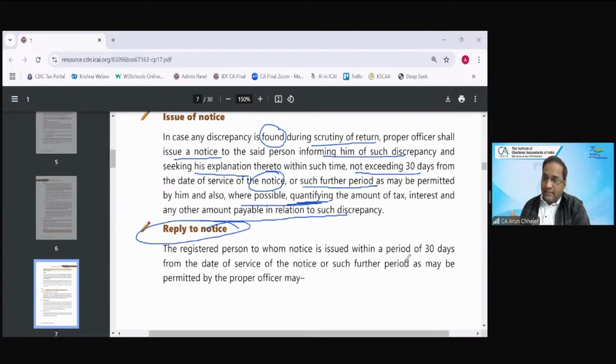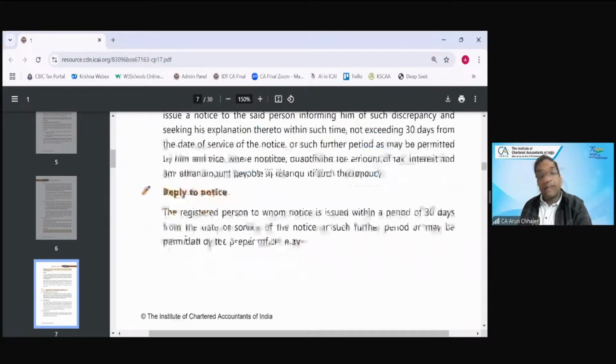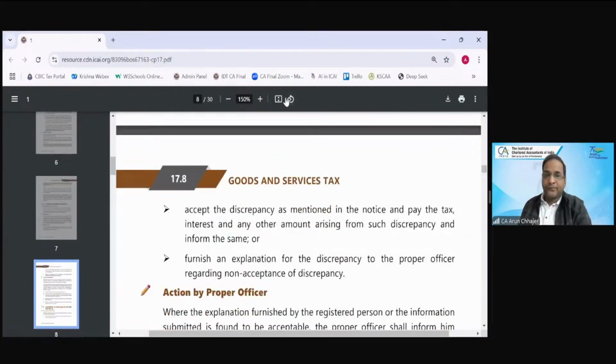Reply to the notice? Yes, the reply has to be given within 30 days from the date of the notice, or such other extended time as may be permitted by the officer. He has two choices. Either he will accept the discrepancy and pay the tax, or he will give an explanation of why there is a difference between GSTR-1 and 3B.